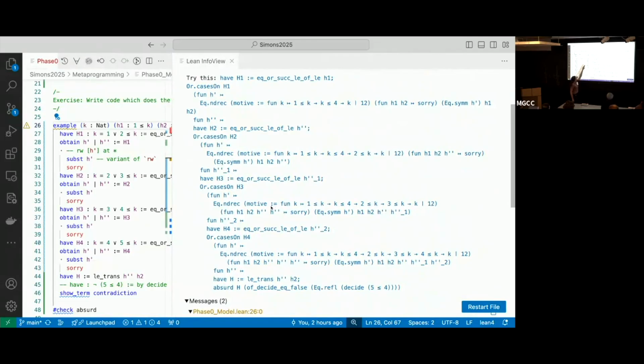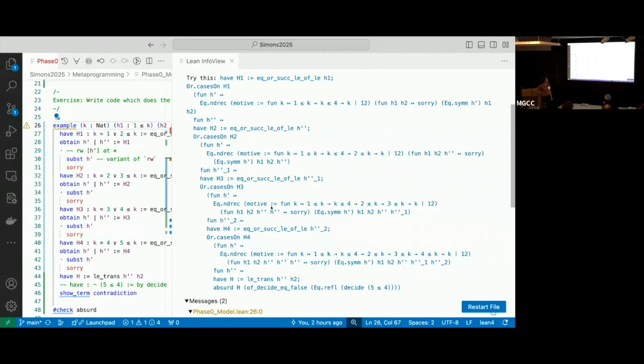You can see that, like with us, it nests and it seems to do the same thing over and over again. We have an Or.casesOn on H1, and a little bit later inside that, we've got an Or.casesOn on H2. Then there's an Or.casesOn on H3 inside of that. And so in the end, we end up with this absurd term, which we were previously analyzing, which is one little piece of the Or.casesOn on H4, which itself is one little piece of the Or.casesOn on H3, and so on, going back to the beginning.